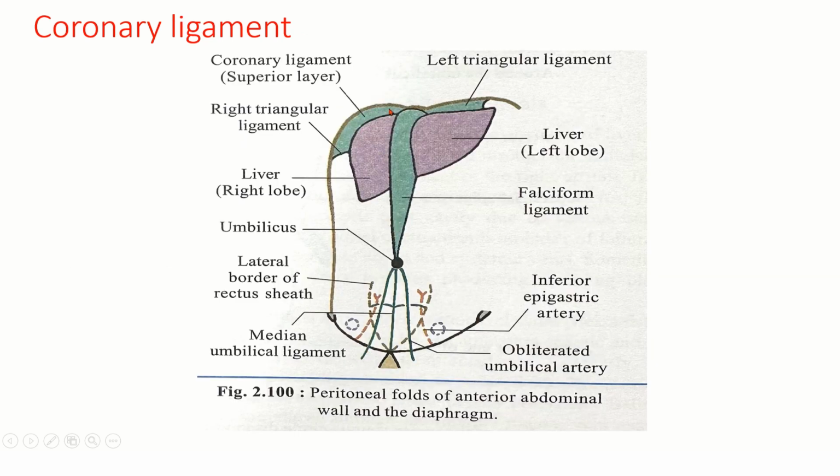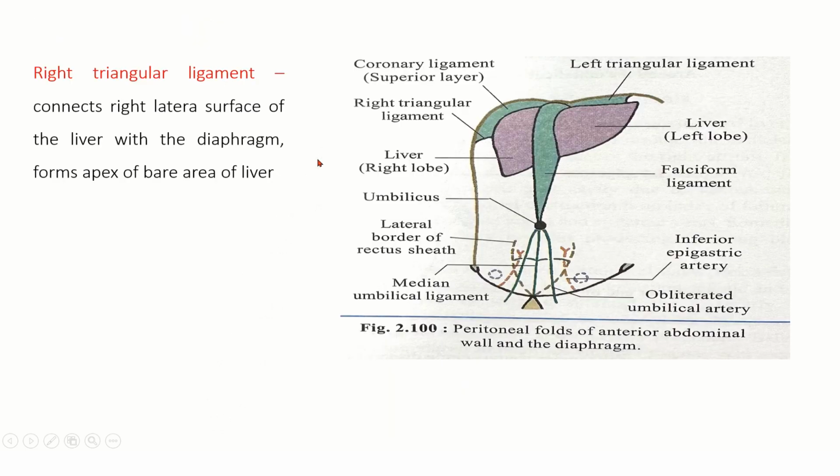You can see here this is the superior layer of the coronary ligament, and below this, in other sections, you can see the inferior layer of the coronary ligament. Both enclose the bare area of the liver. At the apex of the bare area of the liver, both the superior and inferior layers of the coronary ligament continue towards the right side as the right triangular ligament.